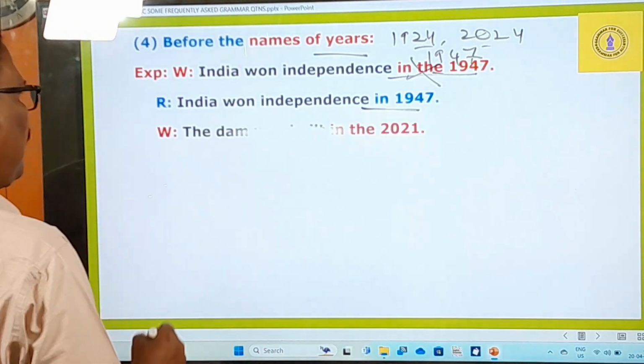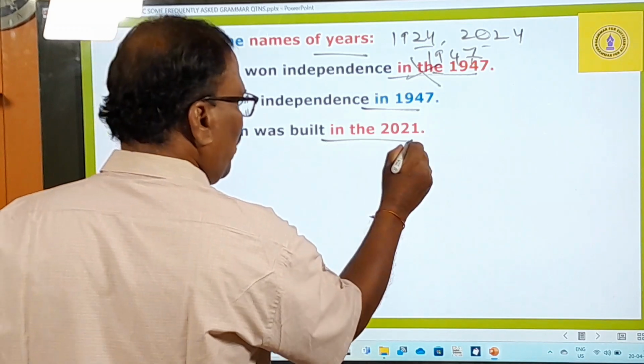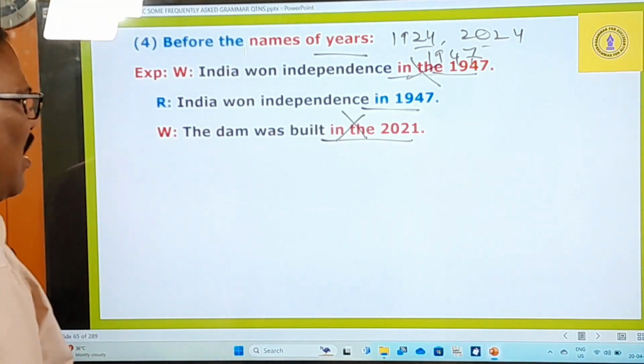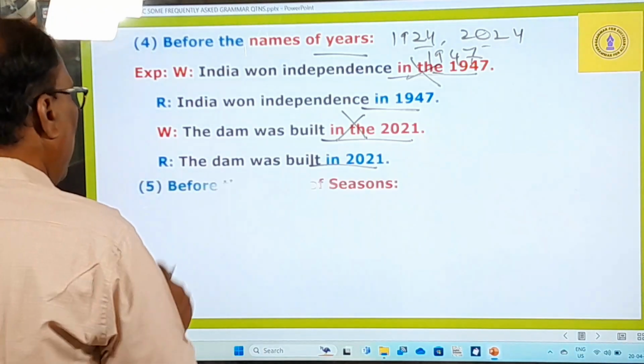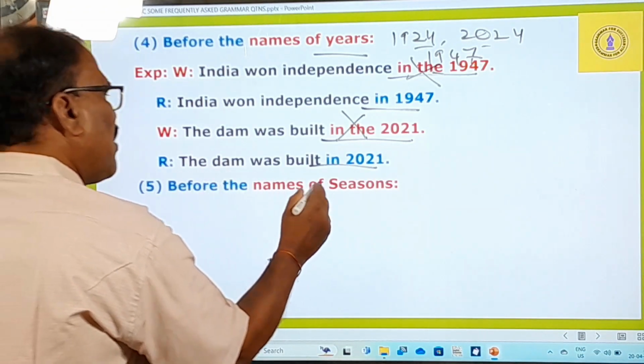And here, the dam was built in the 2021. In the 2021, you should not say. You have to say the dam was built in 2021. Okay. And the next rule is there before the names of seasons.